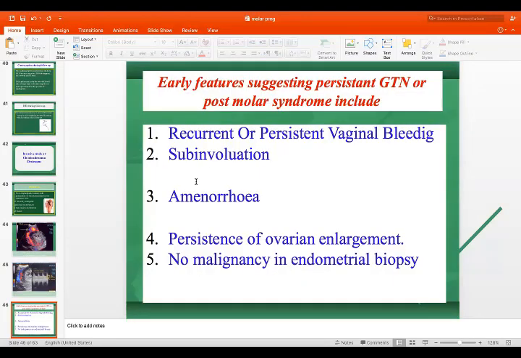Early features suggesting persistent gestational trophoblastic neoplasia or post-molar syndrome. So, if a persistent molar disease, what are the features? She may have recurrent or persistent genital bleeding or subinvolution. The uterus is not reducing in size. There is amenorrhea. There is persistence of ovarian enlargement. The ovaries are continuously enlarged, they are not reduced in size. No malignancy in the endometrial biopsy.